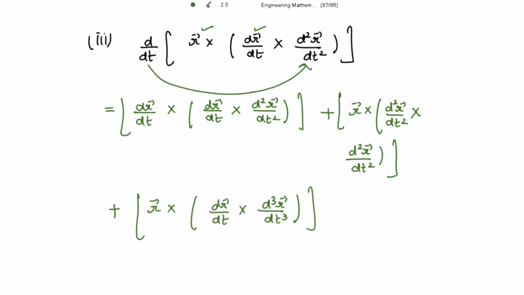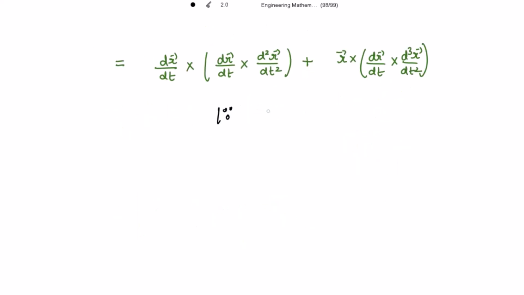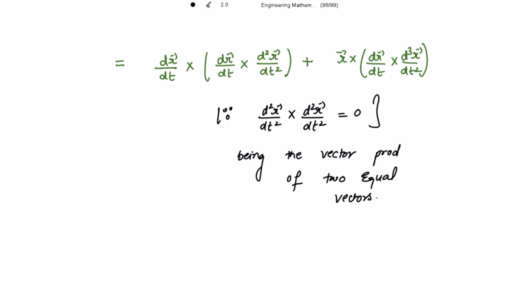Now the cross product of the same vector is always equal to 0. We have the cross product of these two same vectors, so this cross product is equal to 0. These are same, right? So the final answer is first term plus third term. This term is 0, writing the reason. The reason is the cross product of the same vector is 0, being the vector product of two equal vectors, right? Alright, thank you.